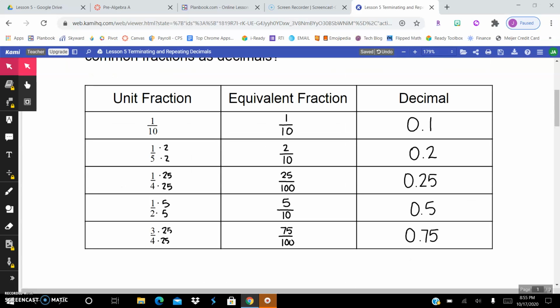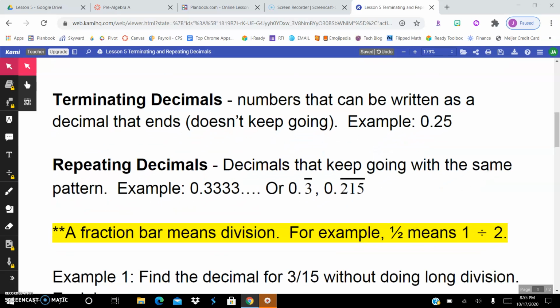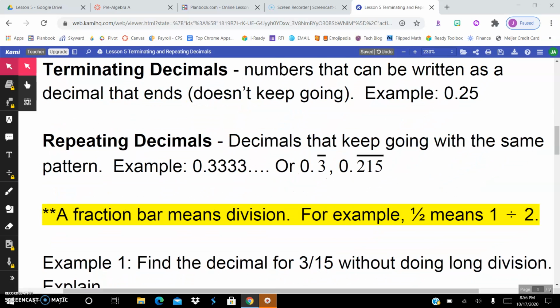So if the fraction that you're working with can be changed into a denominator of 10 or 100, then it's easier to change into a decimal from that form. So moving on, a couple of vocab words here. I talked about them at the beginning, a terminating decimal and a repeating decimal. Terminating decimals are numbers that can be written as decimals that end. So they don't keep going, they stop. An example would be 0.25 or 25 hundredths. It stops. There's no numbers after that 5. So it ends. A repeating decimal is one that keeps going with the same pattern.